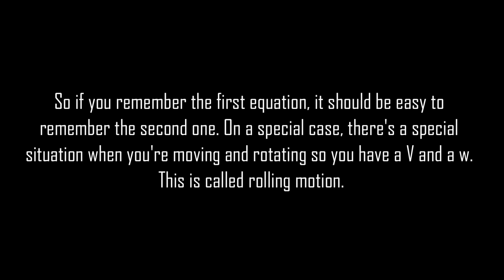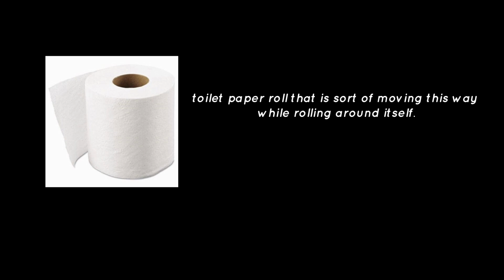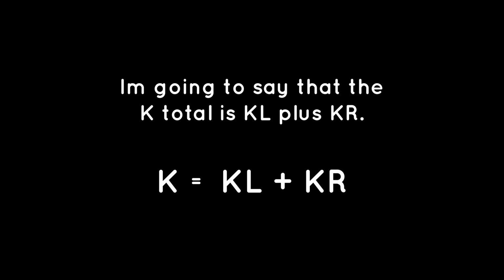There's a special situation when you're moving and rotating, so you have a v and an omega. This is called rolling motion. One example of this is if you have a toilet paper roll that is moving this way while rolling around itself. It's a toilet paper roll rolling on the floor. It has both kinds of kinetic energy. I'm going to say that K total is K_L plus K_R.